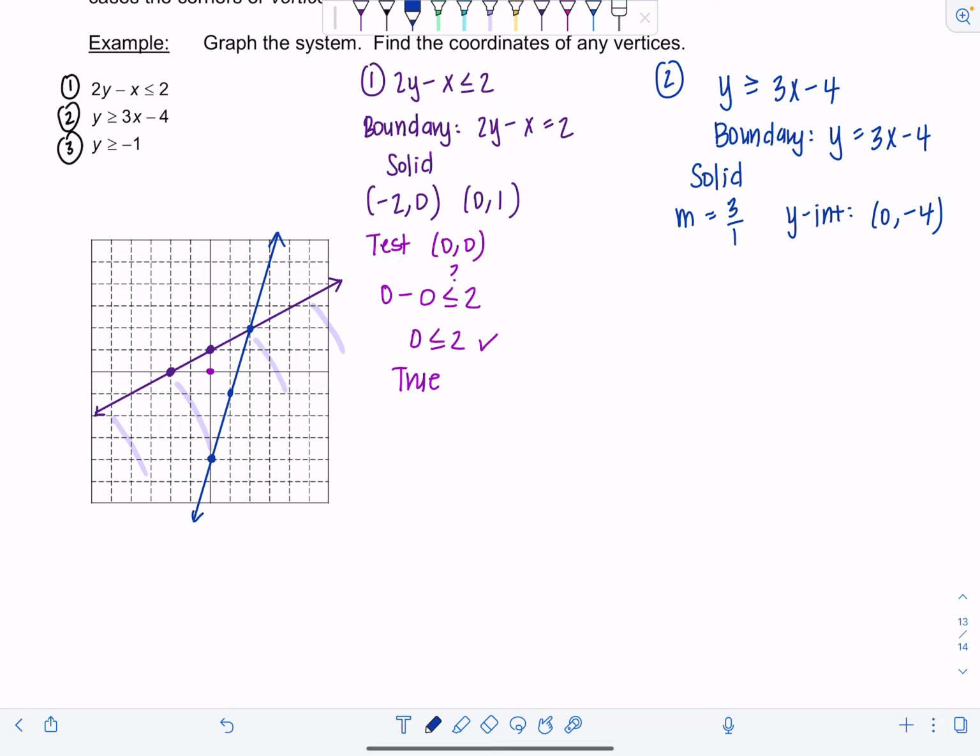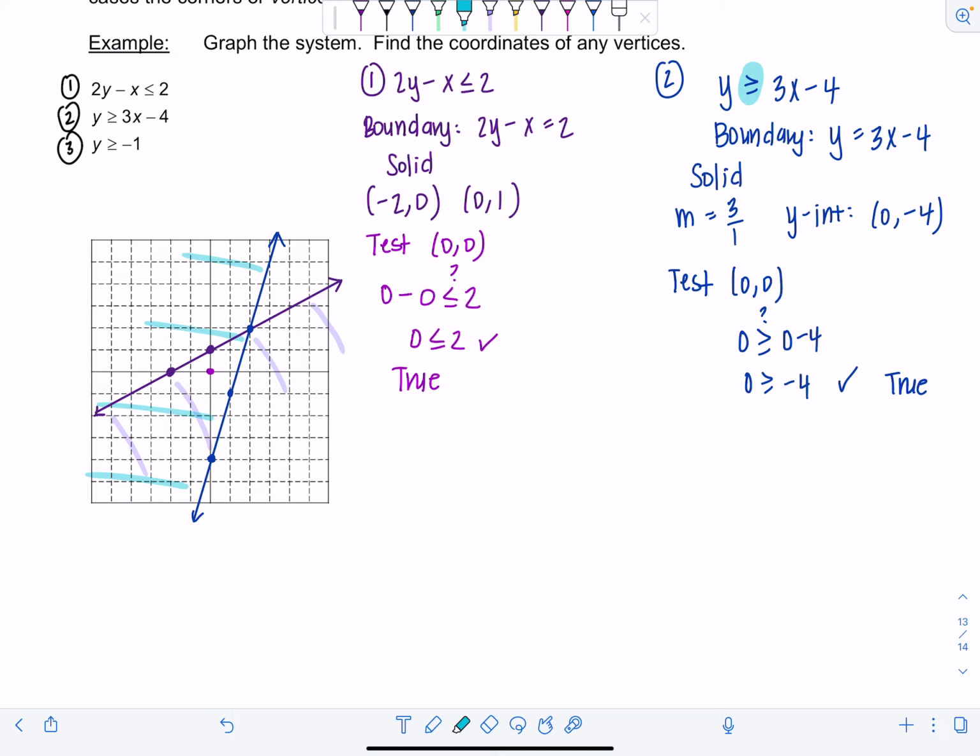We're going to shade above. How do I know that? Because y is greater than 3x minus 4. If that makes you too nervous, go ahead, use the test point. It's no problem. Let's test 0, 0. Is 0 greater than or equal to 0 minus 4? Is 0 greater than or equal to negative 4? Yeah, for sure. That's true. So that means you're going to shade the side that includes 0, 0. Okay. Which is above. It's just this one's a little steep, so sometimes you might get nervous about it.